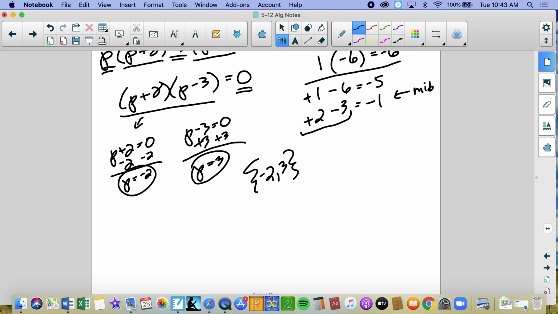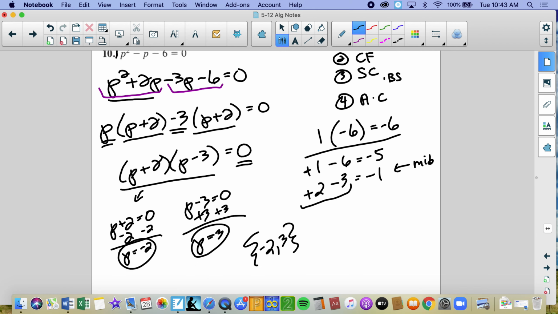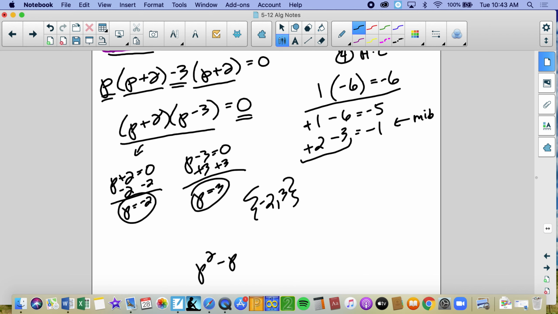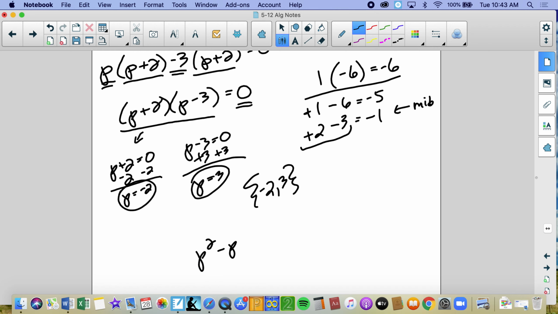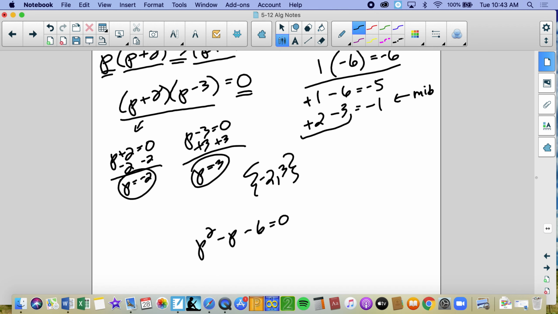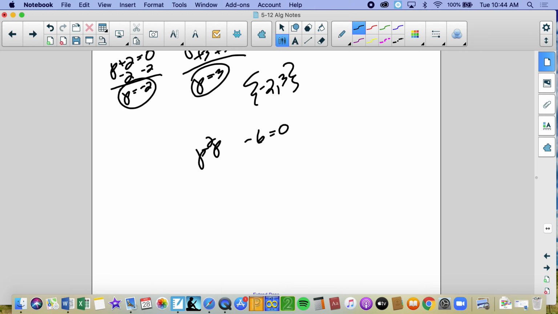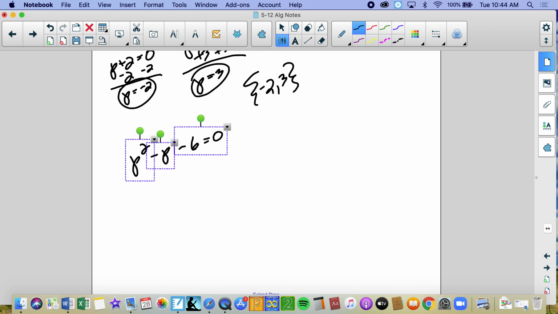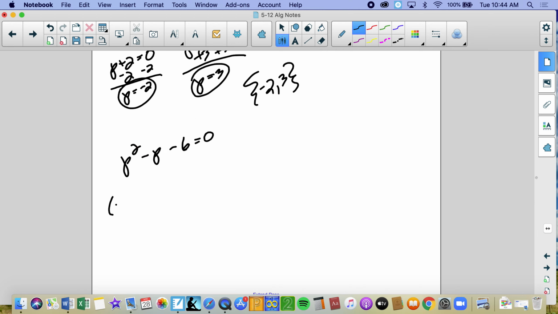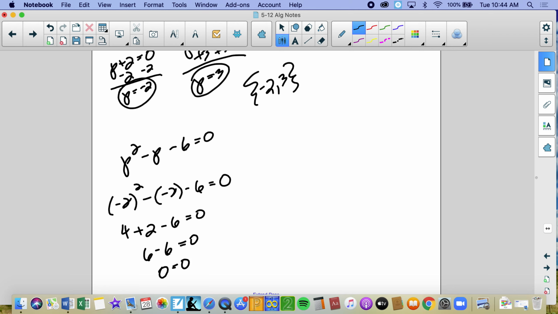Let's go and check this because it's in a different format, much different than that product one. So let's look and test when it looks like this. What is that? Minus 6. We never did it when it looked like this. So let's plug those in. Let's try it when p equals negative 2. Negative 2 squared minus negative 2 minus 6 equals 0. Negative 2 squared gives me 4. The opposite of negative 2 is positive 2. 4 plus 2 is 6. 6 minus 6 is 0. And it worked. So that negative 2 is a solution.